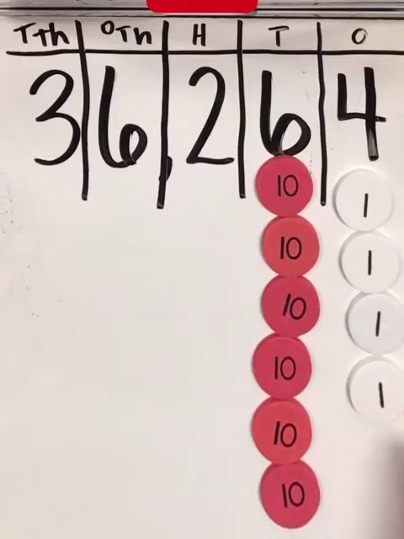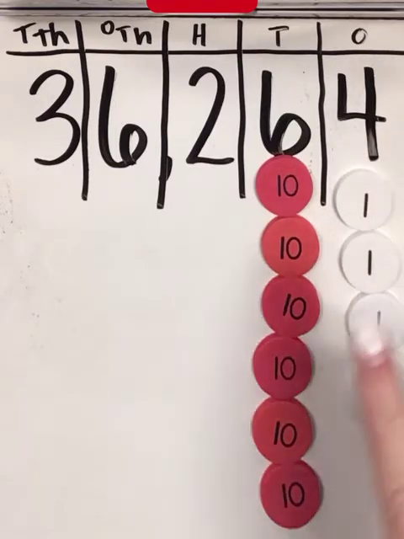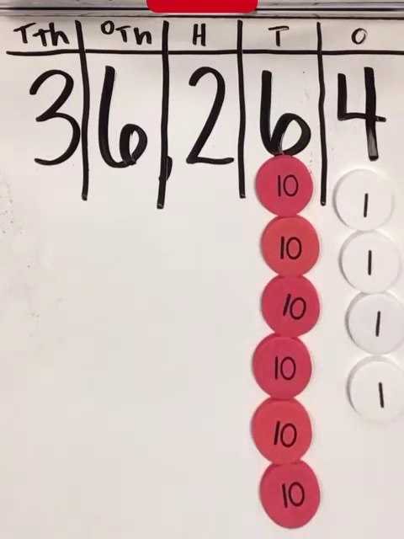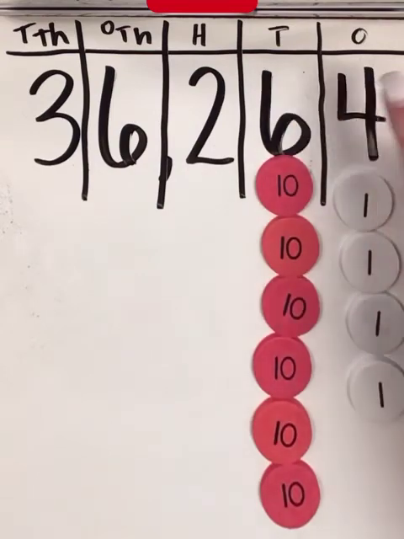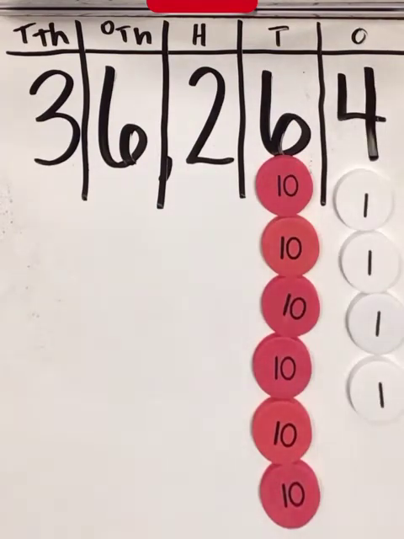I also wanted to remind you that how many ones do we have to make a 10? That's right, we need 10 ones. Once we have 10 ones, we can regroup it over into a 10, because our tens place is 10 times greater than our ones.